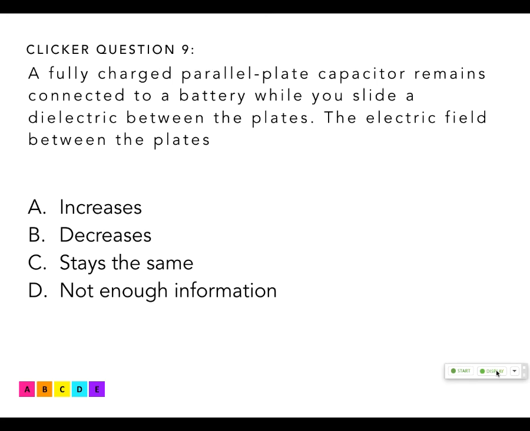What? Okay. So when it decreased, was it connected to a battery? If it's connected to a battery, what stays the same? Voltage. How do we get the electric field in a capacitor?